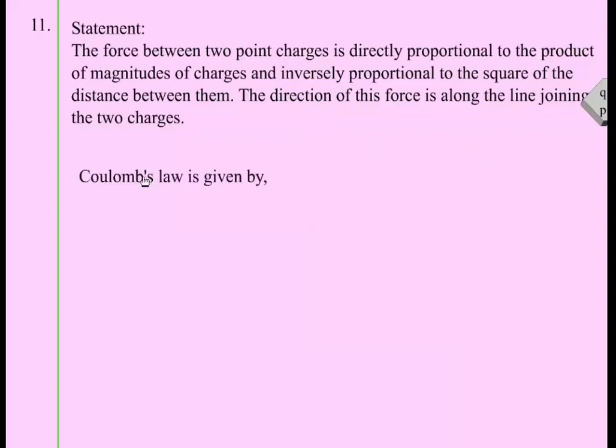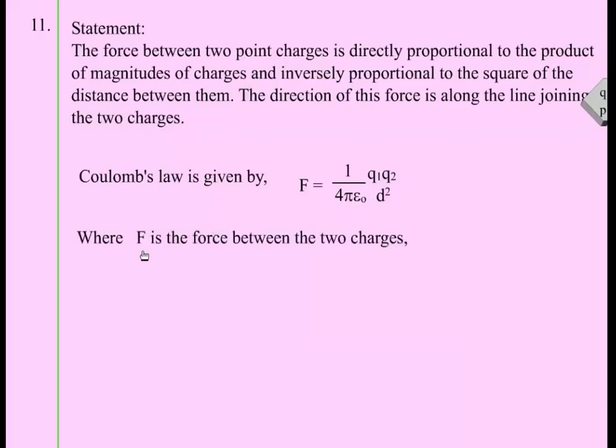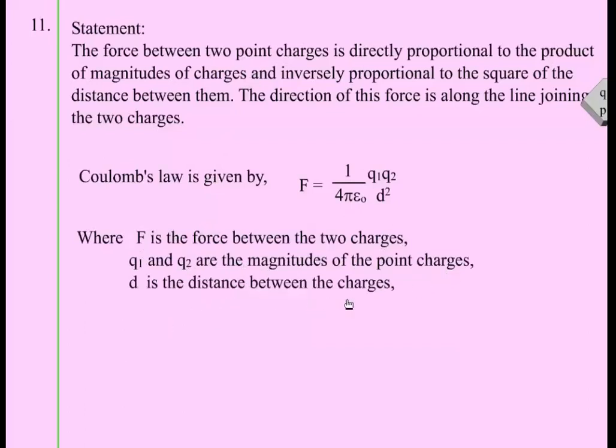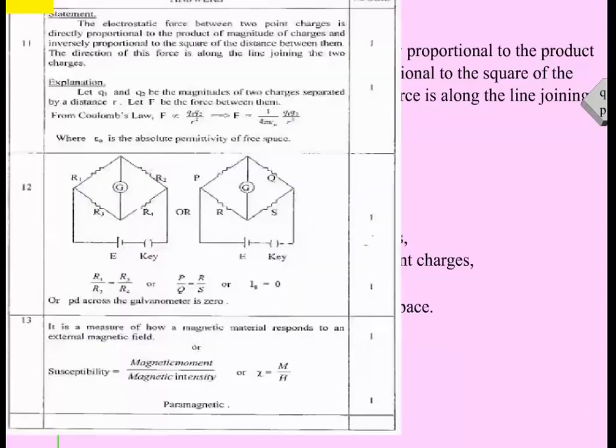Next, it is explanation. Explanation means from this we get this formula. So here F is the force between two charges, Q1, Q2 are the magnitudes of the point charges, and d is the distance between charges. Epsilon naught is the absolute permittivity of the free space. Of course, here you can draw the relevant diagram also, but that does not carry any mark. So look here, the scheme of valuation is like this. For the statement, 1 mark, and for the explanation, 1 mark.